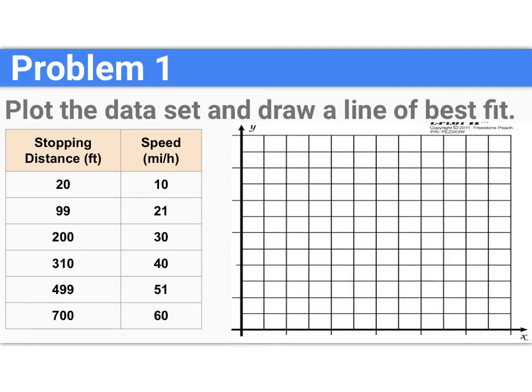Okay, let's look at the data that we have. We have stopping distance in feet, so this will be feet, and speed in miles per hour. Okay, so we can put any numbers we want on our graph. So I think I'm going to start y at 10 and go by every 5.